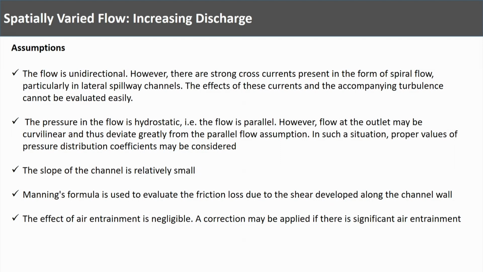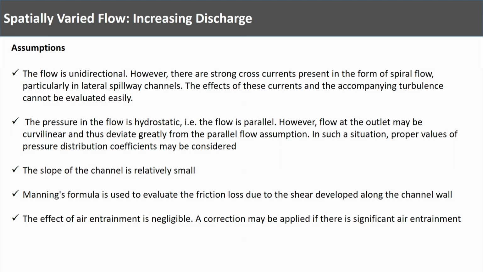The assumptions are: the flow is unidirectional. Here the flow is not actually unidirectional, but we are considering it to be unidirectional. However, there is a strong cross current, as I said, because of turbulent mixing. There is a strong cross current present in the form of spiral flow, particularly in a lateral spillway channel, and the effect of this current and the accompanying turbulence cannot be evaluated easily. That is why we are considering this. So, this is the first assumption, that flow is unidirectional. Then the second assumption is that the pressure in the flow is hydrostatic.